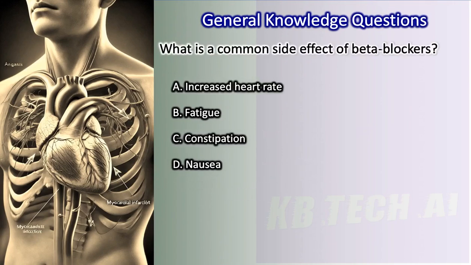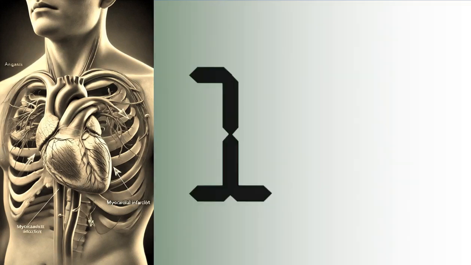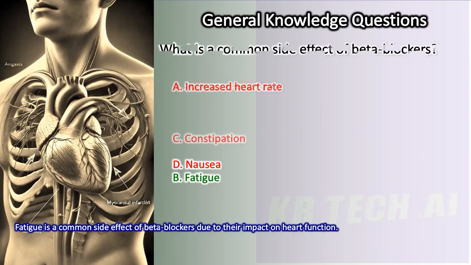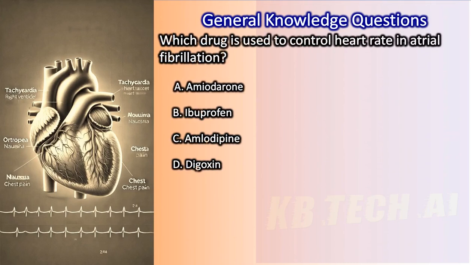Which is a common side effect of beta blockers? Option 1, increased heart rate. Option 2, fatigue. Option 3, constipation. Option 4, nausea. The answer is option 2, fatigue.